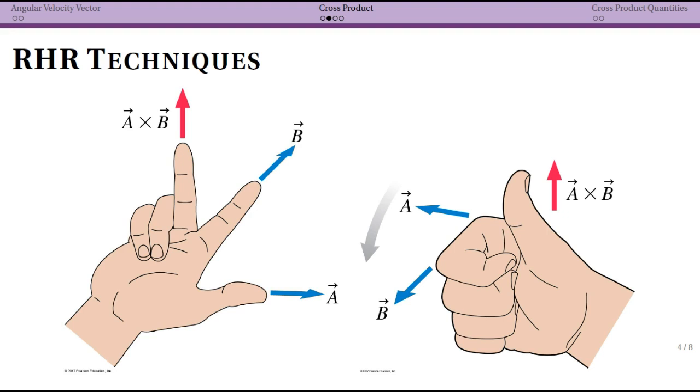Here are two different ways of doing the right-hand rule. They are more or less equivalent, so it's really just a question of which one makes more sense to you. Keep in mind that you always must do this with your right hand. If you're doing it with your left hand, you get the opposite direction. One way is to start with your thumb pointing in the direction of A, your index finger pointing in the direction of B, and then naturally your middle finger will point in the direction of A cross B. Note that in order to do that, you want your middle finger to be perpendicular to your palm.